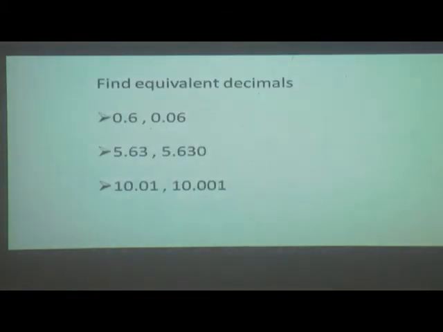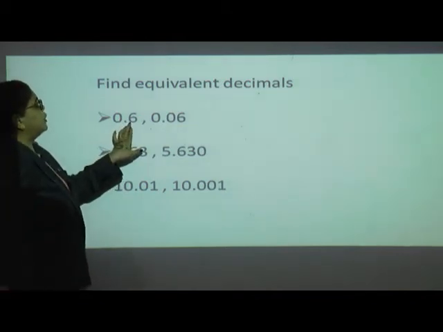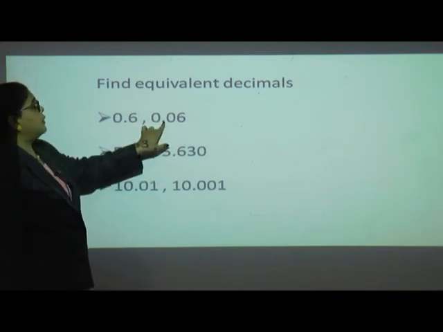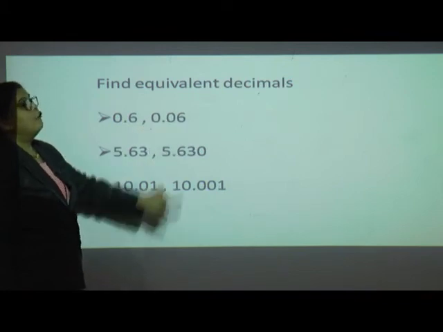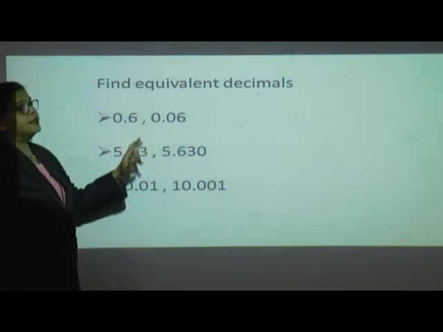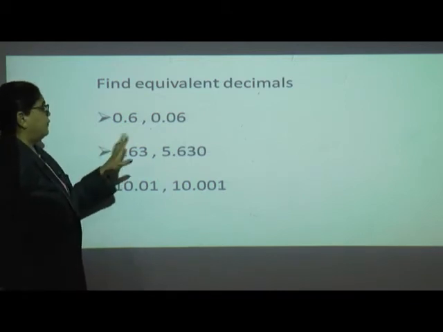Find the equivalent decimals. Is the given number an equivalent decimal or not? Now, as I told you, the number after the decimal should be equal. If it is 0.6 and here we also have 0.6, then we can say it is equal. But here it is 0.06, so the value changes. These two are not equal, or we can say they are not equivalent to each other.